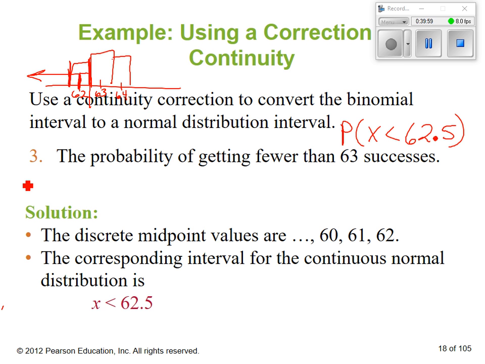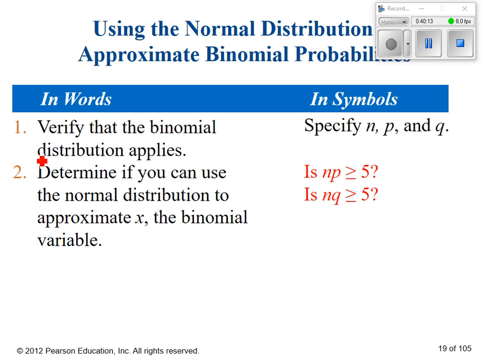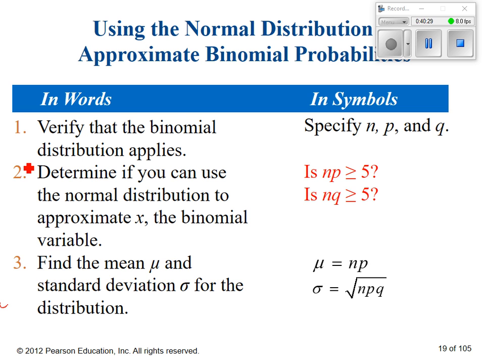And what they're doing here is they're saying, okay, what do we want to include? We want to include 60, 61, 62, and everything down that direction. So as you do this, things that you want to do: verify that it can be a binomial, determine if you can use the normal distribution stuff and the binomial together. And that's just by doing n times p or n times q. Find the mean, standard deviation.